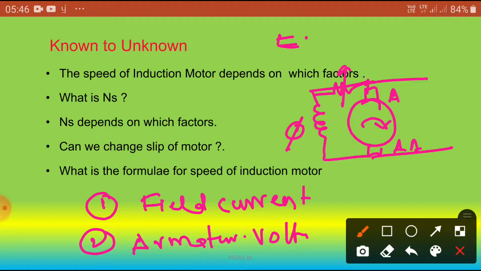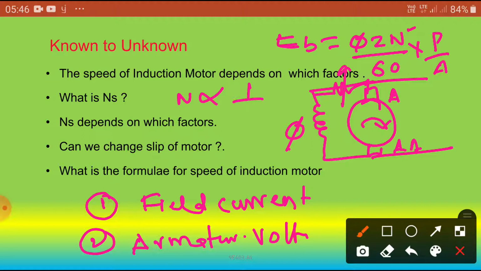EB is equal to 5ZN by 60 into P by A. So here I require the speed. The speed can change with the help of the flux. Speed and flux are inversely proportional, as N is proportional to 1 by flux here. So that means by changing the flux, we can change the speed.